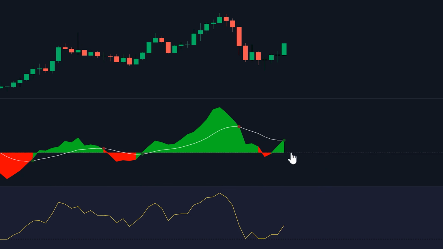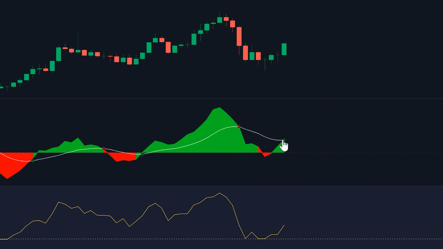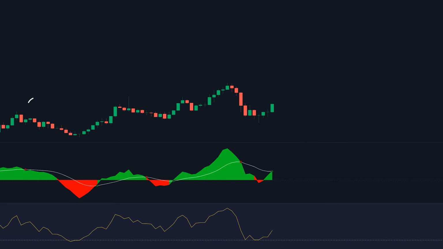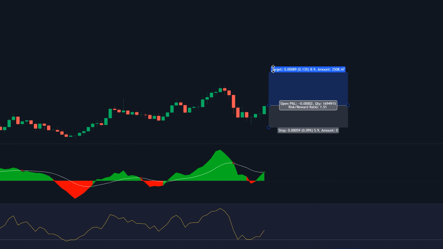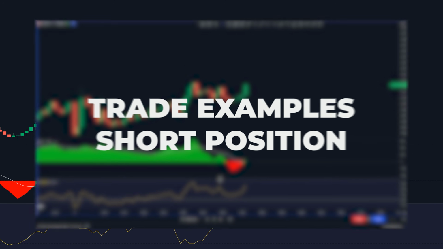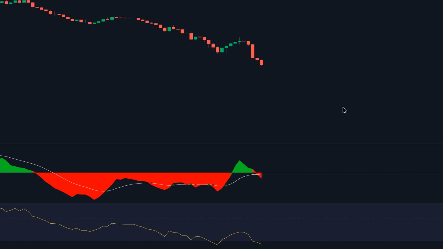The 0 level is located at the center of this indicator right here. You want to confirm that this white number right here is greater than 0. You take a long position here, and it was profitable.